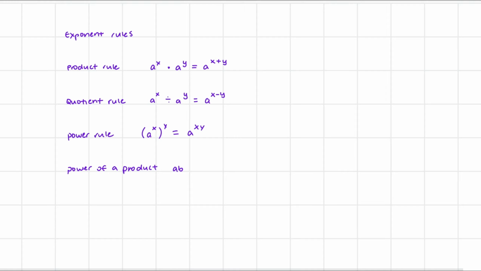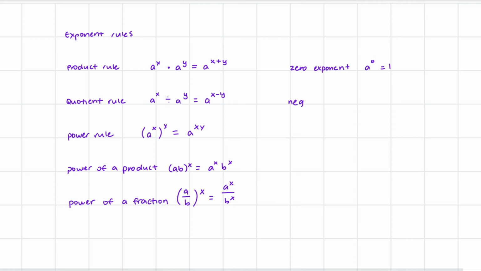So ab in parentheses raised to the power of x becomes a to the power of x times b to the power of x. The power of a fraction rule, when you have a fraction, you would apply that exponent in the numerator and denominator. So a over b to the power of x is a to the power of x over b to the power of x. And whenever a number is raised to 0, it's equal to 1.